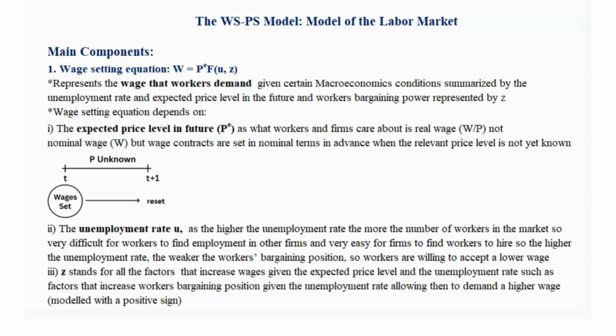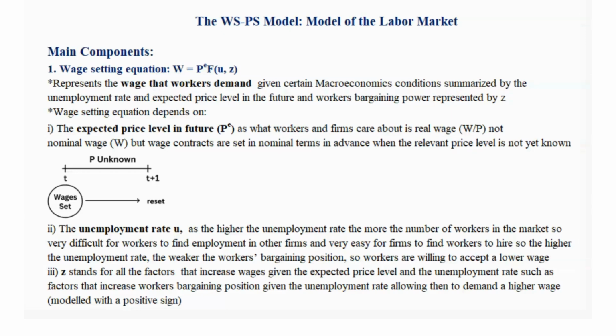The second factor that influences the wage the workers demand is the unemployment rate. Now, the idea is this: the higher the unemployment rate, the more the number of workers in the market. So it's very difficult for workers to find employment in other firms, but it's very easy for firms to find workers to hire because there's a larger pool of workers to choose from. So the higher the unemployment rate, the weaker the workers' bargaining position. So workers are willing to accept a lower wage.